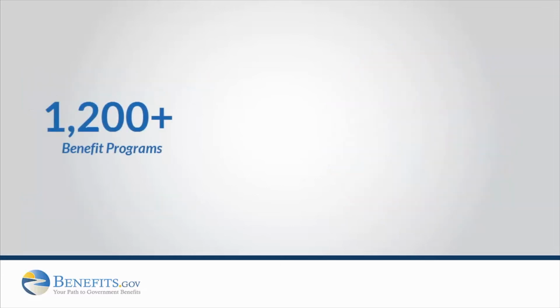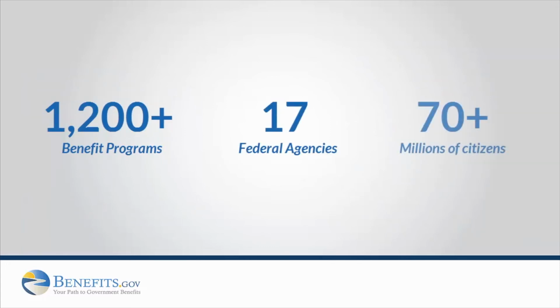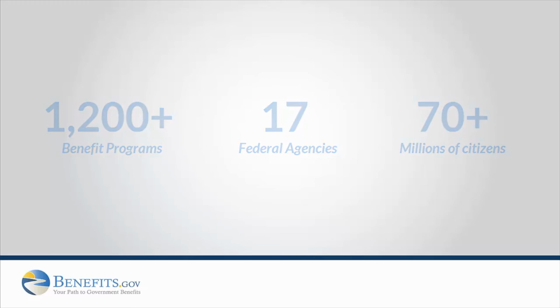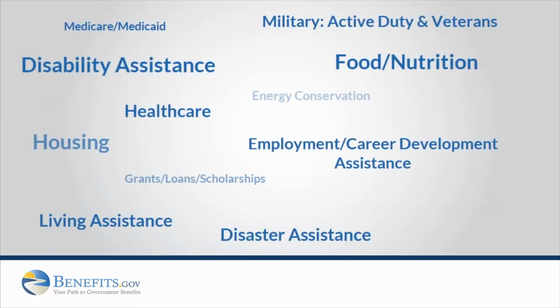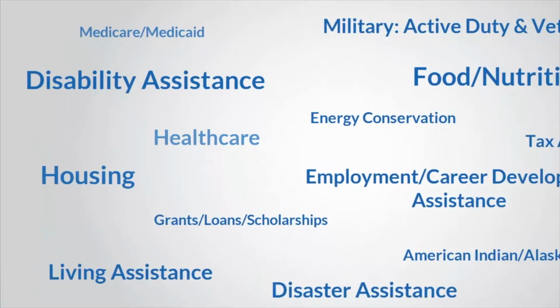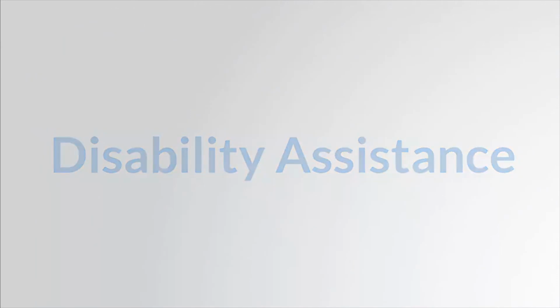Benefits.gov has over 1,200 benefits from 17 federal agencies, providing assistance to over 70 million citizens. Search benefits in more than 20 different categories to help you find relevant benefits for your situation. Check out the Disability Assistance category for a list of nearly 50 benefits that you could qualify for.